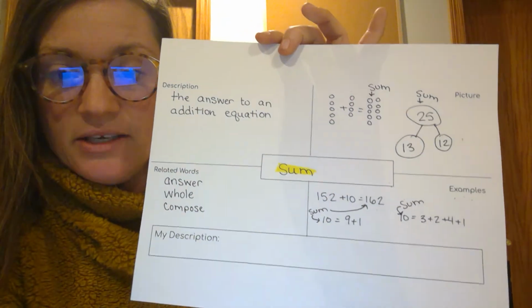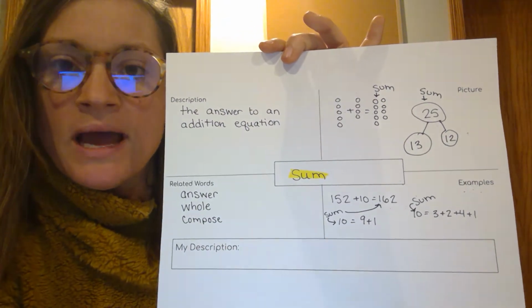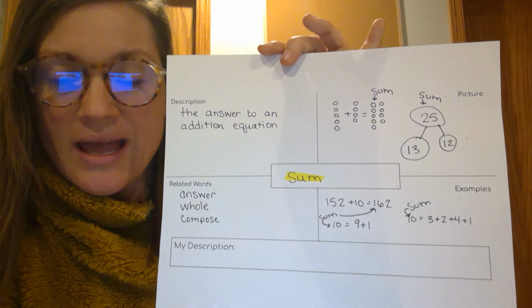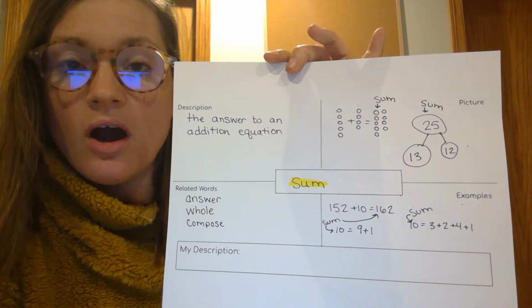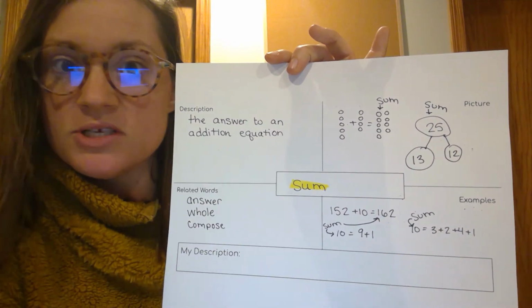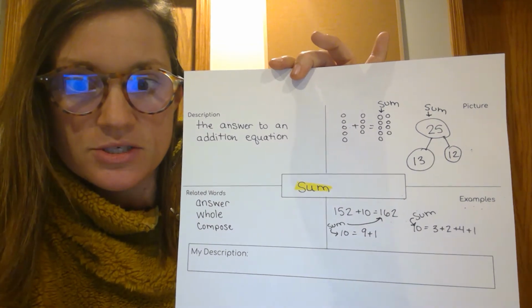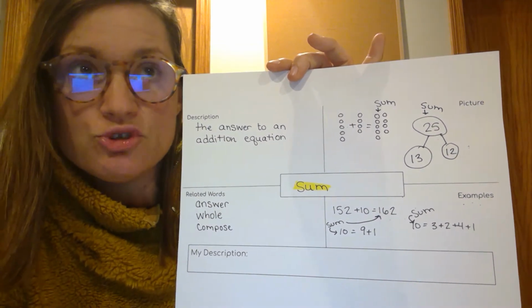Okay, so again, you'll need to pause this video, copy what you see here, and then fill in the description on your own. So the description is your own words. How would you describe it? All right, so 2 ideas I know that you're familiar with, addends and sum.